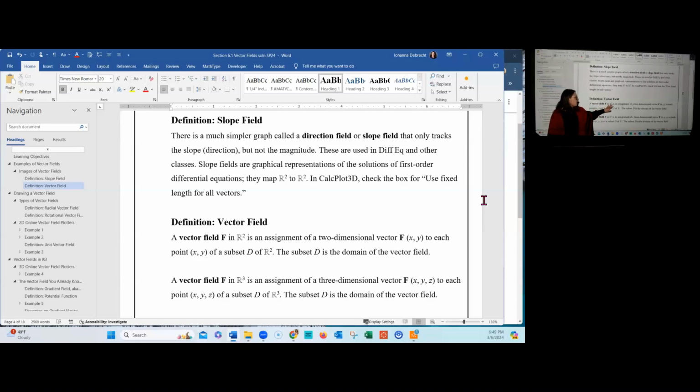A vector field in R2 in the XY plane is an assignment of a two-dimensional vector to each point XY of a subset D of R2. The subset D is the domain of the vector field. Likewise, we can define a vector field in R3 as the assignment of a three-dimensional vector in terms of X, Y, and Z to each point X, Y, Z on a subset D of R3.